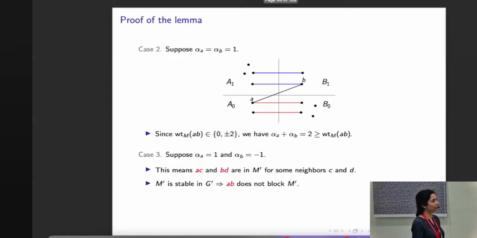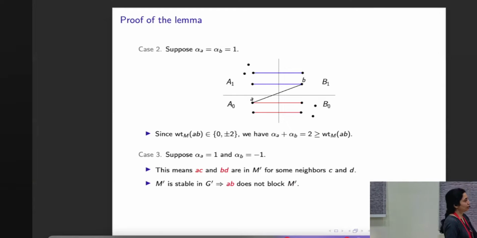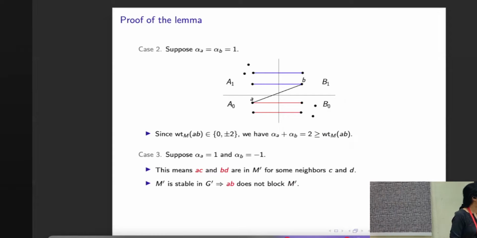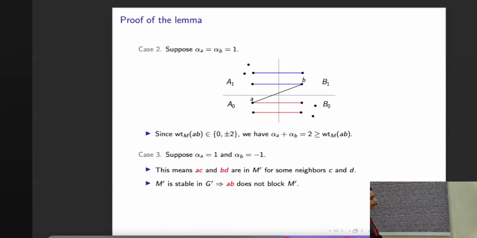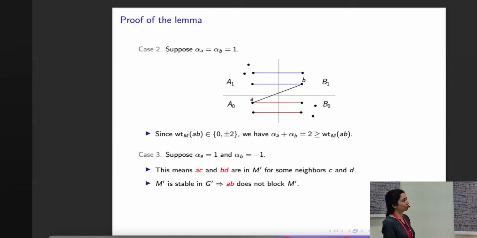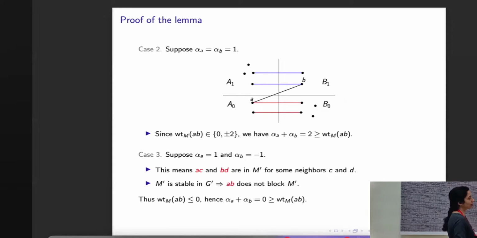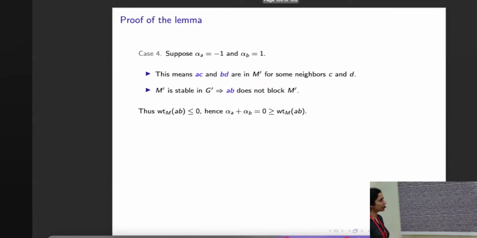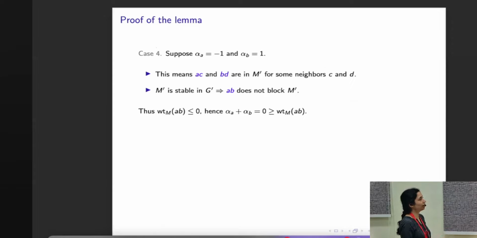So let's look at the case when one of the alpha values is plus 1 and one is minus 1. Say alpha A is plus 1, alpha B is minus 1. This means both the red edges are in M prime, and because M prime is stable in G prime, the red edge AB does not block M prime. So either A prefers C to B or B prefers D to A. So the weight of the edge is at most 0, hence this constraint also holds. Symmetrically for the other constraint, when alpha A is minus 1, alpha B is plus 1.